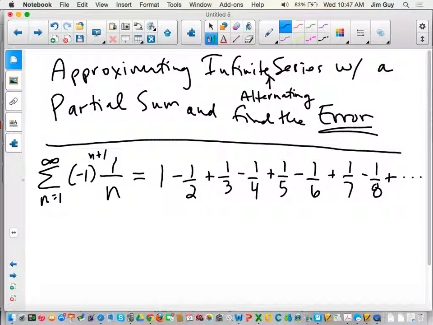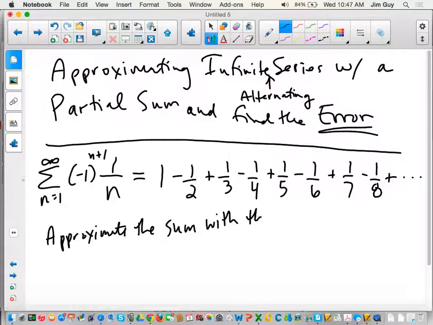Now, first of all, we said that this is going to converge, so there has to be a sum, right? We just don't know. We don't want to spend the rest of our life trying to add these numbers up, so we're going to approximate it. So we're going to stop somewhere, and they'll tell you how many to add up. They might say something like approximate the sum with the first 5 terms, let's say, or 6 terms.